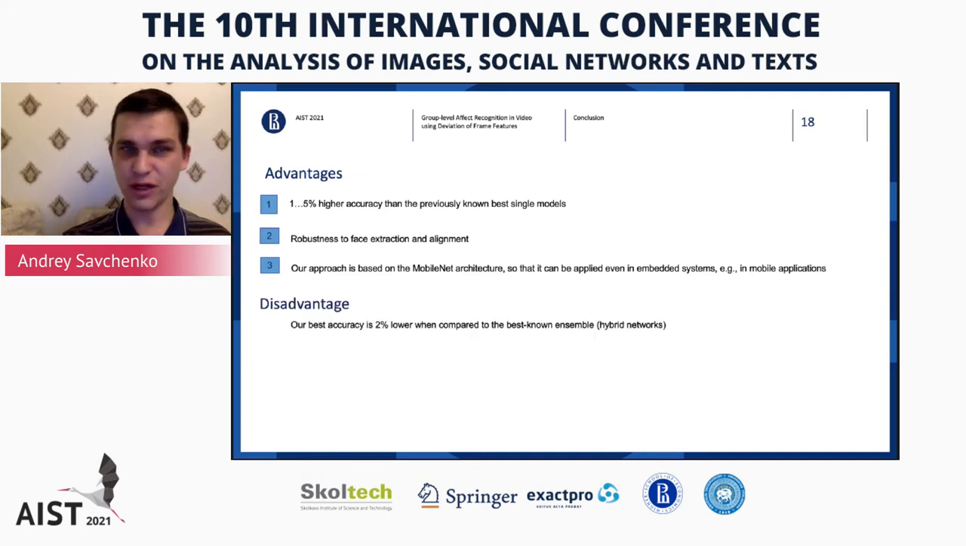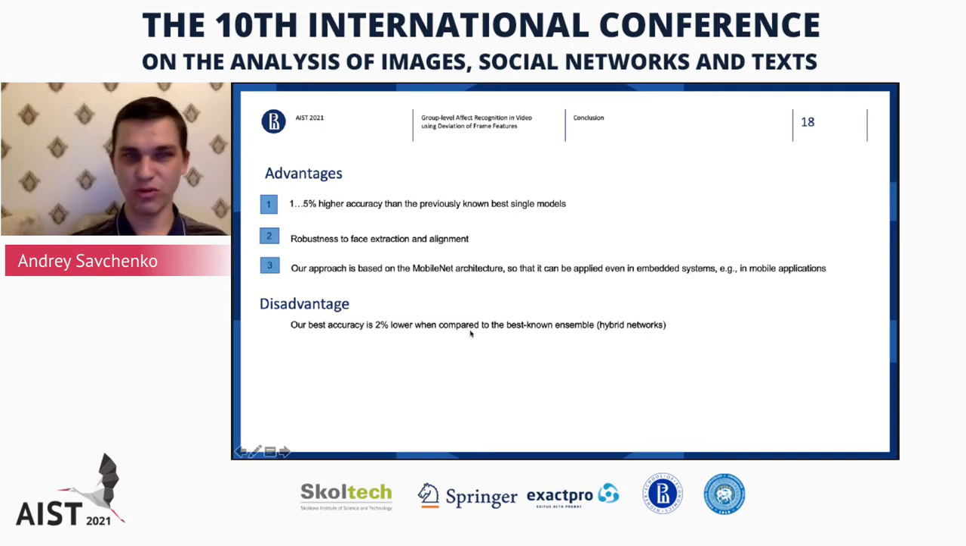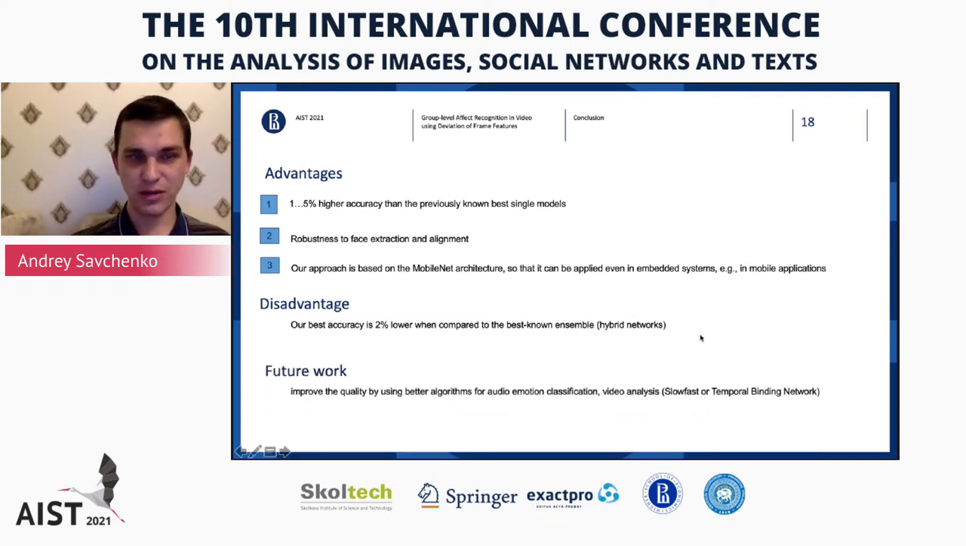But for sure, there are some disadvantages. First of all, it's not as good as the top, the winner of this challenge. And yeah, there is some future work on how to improve it by using again some ensembles. As I said, we can change the architecture to EfficientNet B2 or B3, and we can increase the accuracy. But again, it will be done by decreasing the performance.